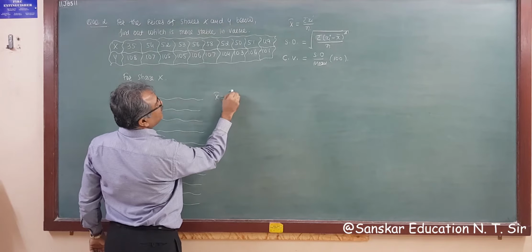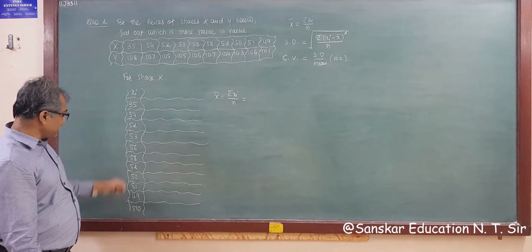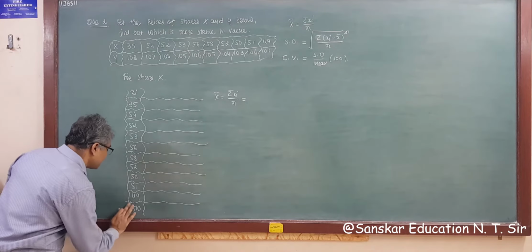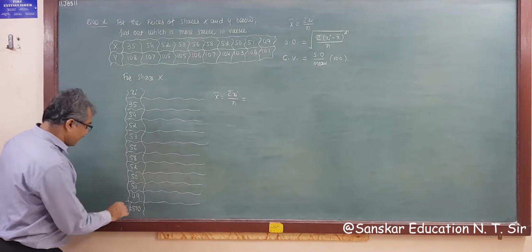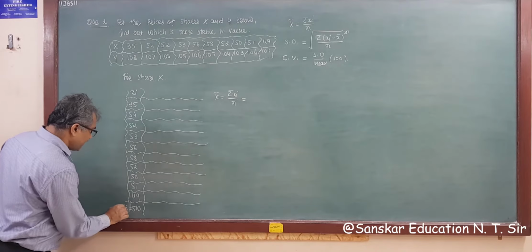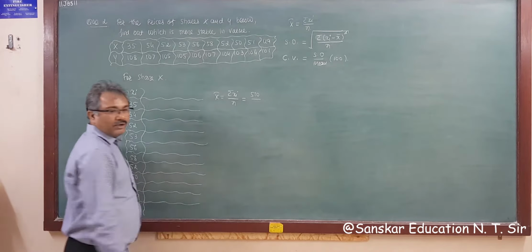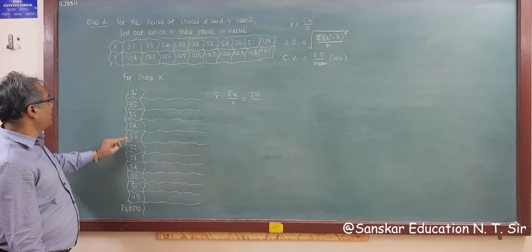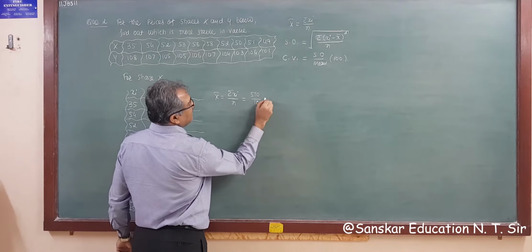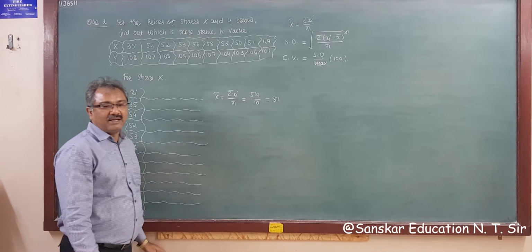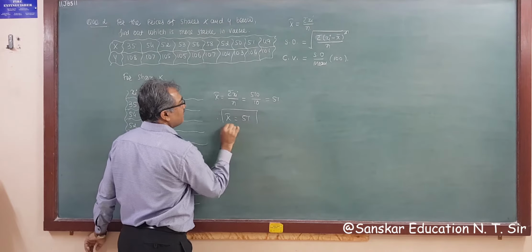Now first the mean, that is x bar. So x bar is equal to sigma xi upon n, and sigma xi is 510. So this is 510 upon the total number of observations: 1, 2, 3, 4, 5, 6, 7, 8, 9, 10. So total number of observations is 10. That is, mean is 51. So first answer, x bar is equal to 51.